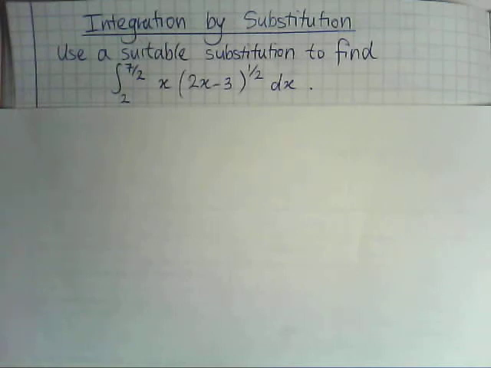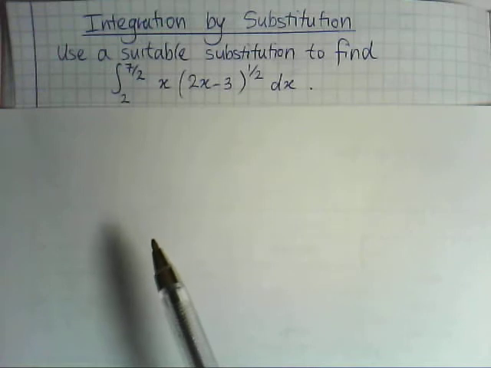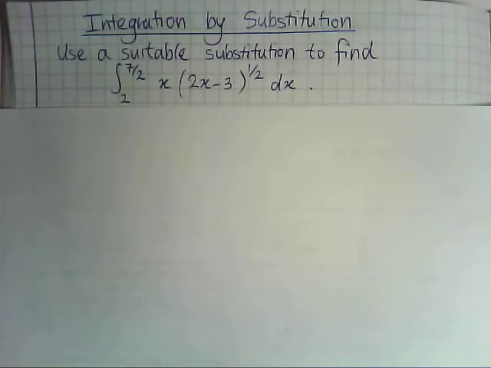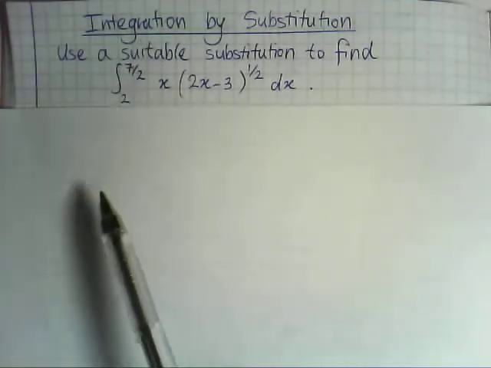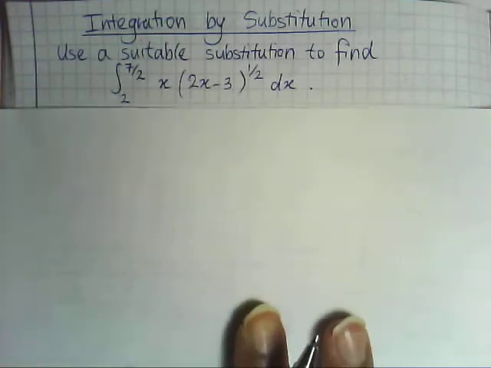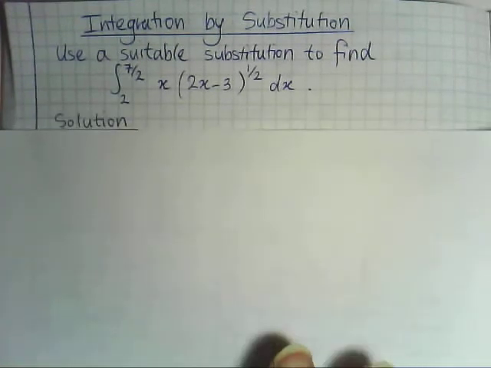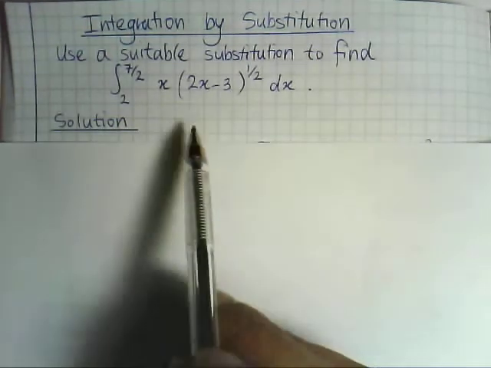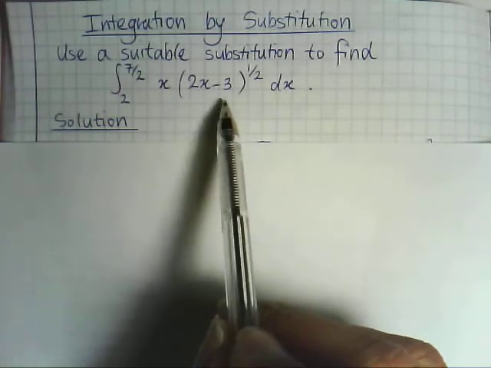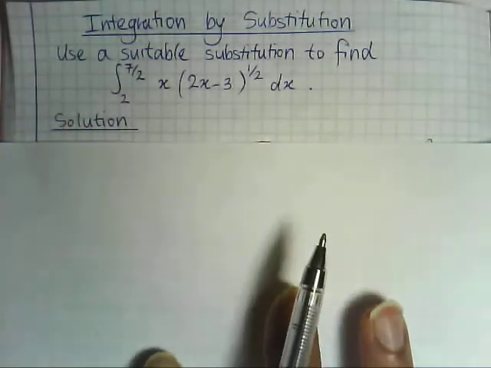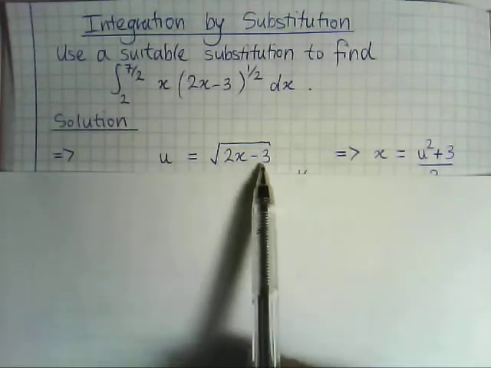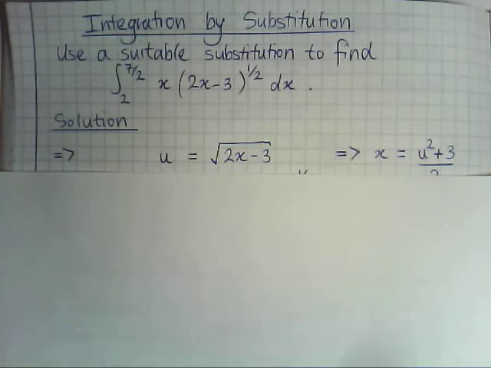In this question, we're asked to use integration by substitution to find this particular integral. You'll notice that it's a definite integral because it has limits. So using substitution, we can let u equal, we have two options. We could possibly let u equal 2x minus 3, or possibly 2x minus 3 to the power of a half. We can try u is equal to 2x minus 3 to the power of a half.